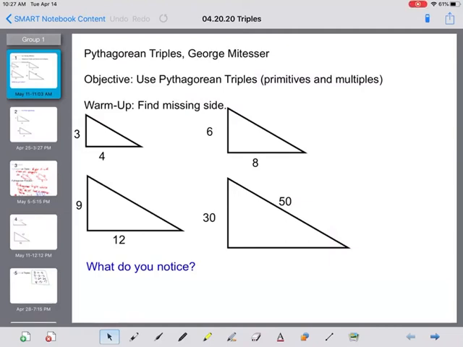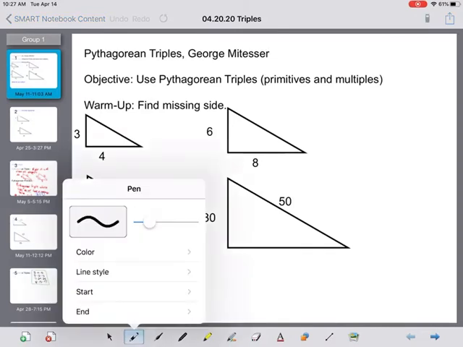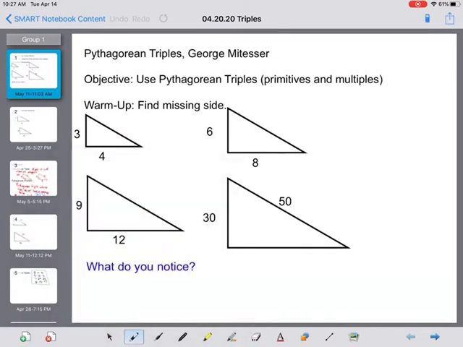Welcome, class. Today you're going to learn about something called Pythagorean triples. So go ahead and do this warm-up assignment. So press pause and then play when you're done, and we'll discuss what you noticed.